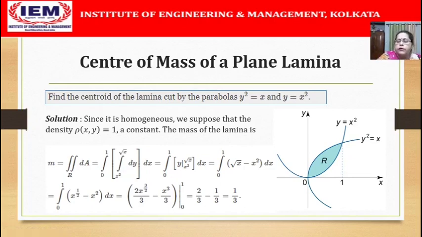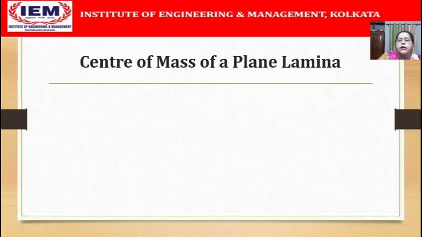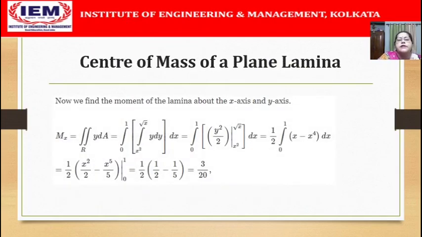Next, what do we do? Next, of course, we have to find the moments about the x and y axis. So firstly, the moment about the x-axis, Mx, is given by the double integral y dA over the region R. We already know the limits, so we can put them. So y and dA, of course, is dx dy. So y dy, for the y we put the limits from x square to root x, and x has the limits from 0 to 1.